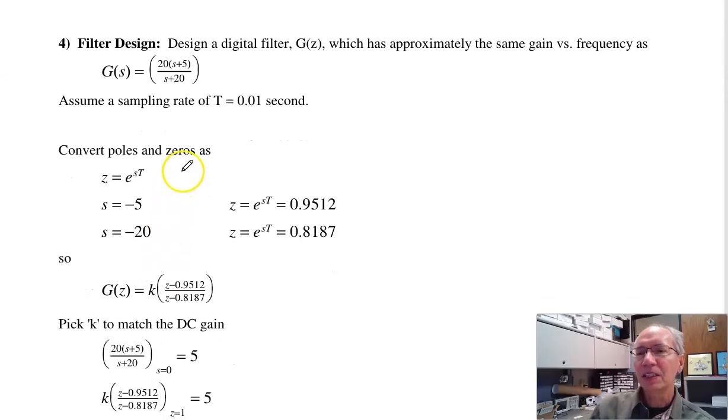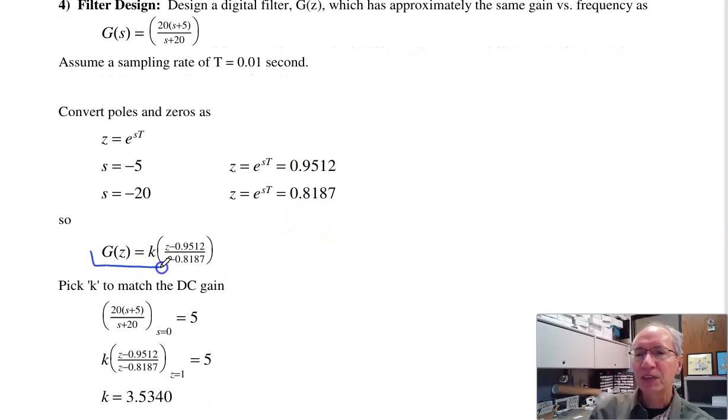Problem 4 is take the following continuous time filter, convert it to the Z domain so you can implement it in code. Assume the sampling rate is 10 milliseconds. A couple ways to do that. The approach I like is the mapping. Z is e to the sT. I've got a zero at -5 in the S plane. Mapping it, it becomes 0.95 in the Z plane. Pole at -20 S plane, 0.81 Z plane.